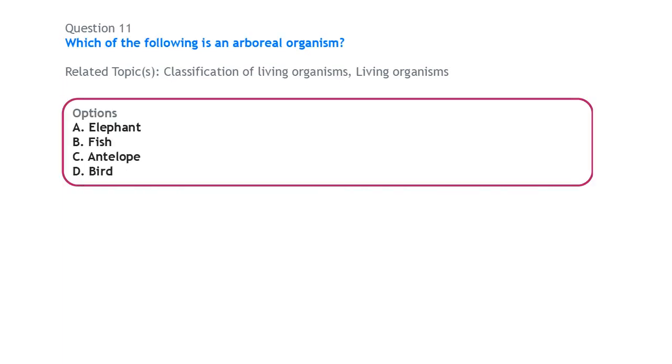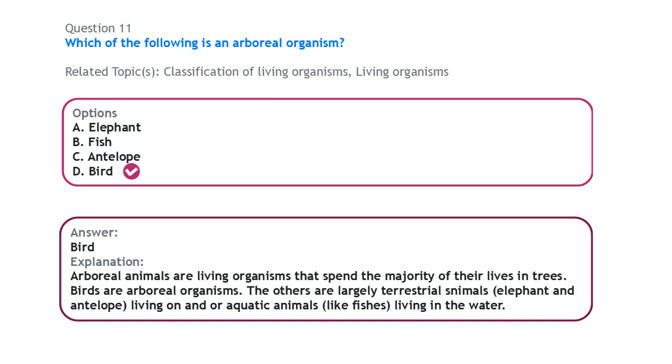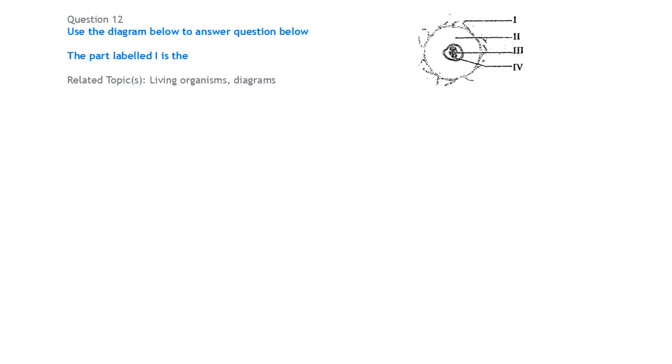Next question on classification: which of the following is an arboreal organism? So arboreal organisms are organisms that spend most of their life on trees, and from the options that we have here, that is the birds. Okay, birds, or Aves, basically are arboreal organisms.